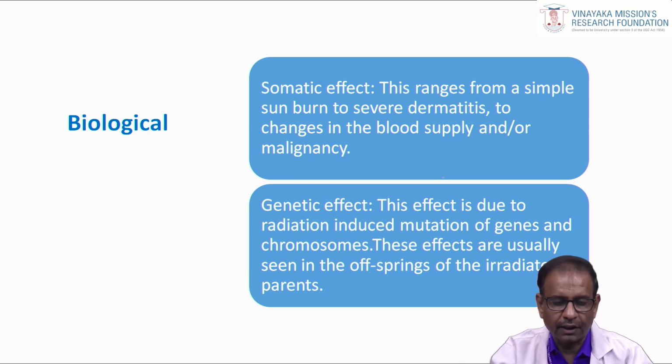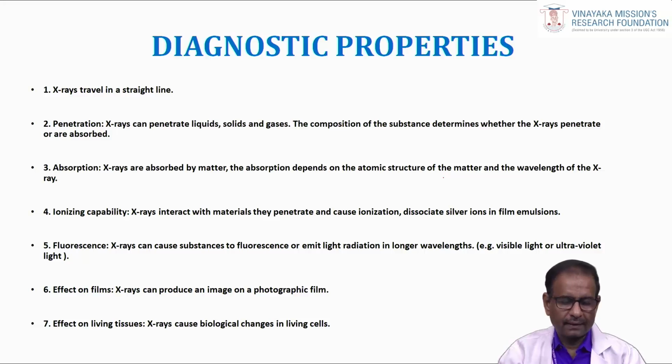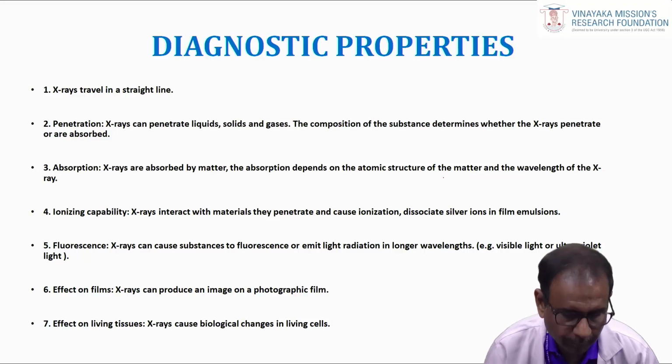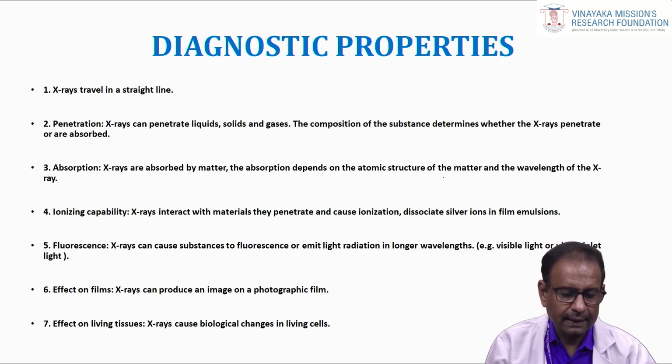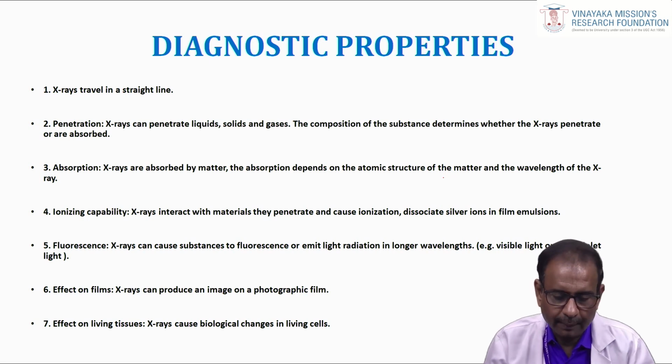Okay. Biological. After that, there are diagnostic properties. These are the properties we use in X-ray investigation. There are 2 main properties actually. The X-rays travel in a straight line. The penetration: X-rays can penetrate liquids, solids and gases. The composition of the substance determines whether the X-ray penetrates or is absorbed. The absorption: X-rays are absorbed by matter, and absorption depends on the atomic structure of the matter and the wavelength of the X-ray. And then ionizing capacity. It is capable of removing or adding an electron, and capable of converting the atom to an ion.